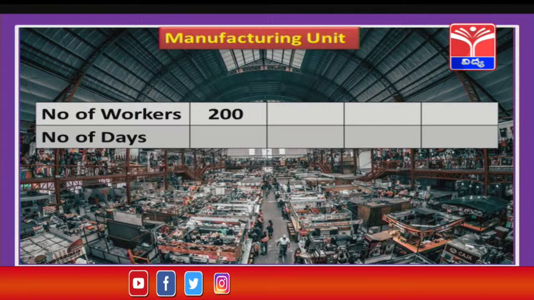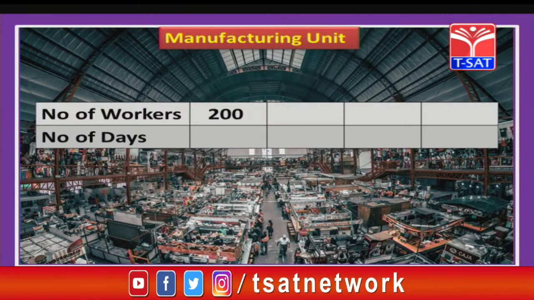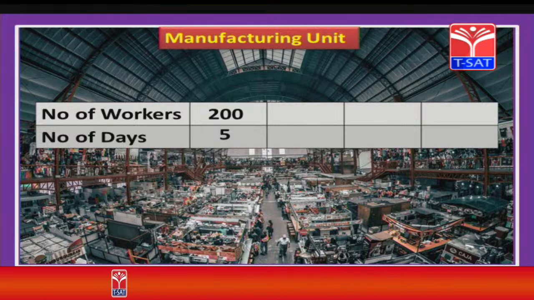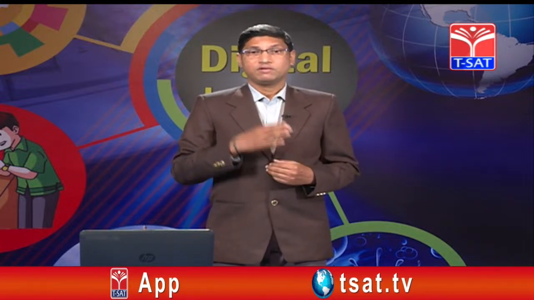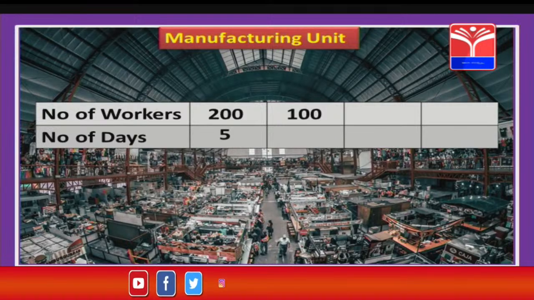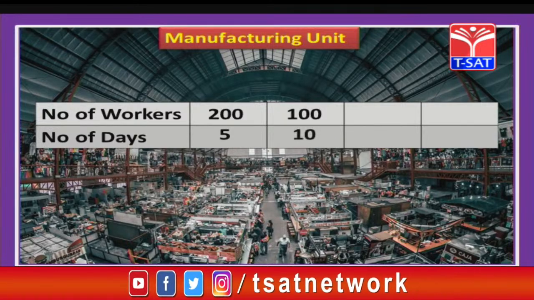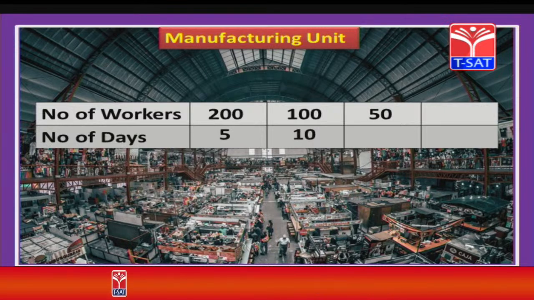Imagine that there are 200 workers in that company or an industry, and the time taken to complete is 5 days. So, 200 members work for 5 days to complete a given work. Now, let us see what happens when the number of workers gets decreased. So, we have 100 workers now, then the number of days is increased to 10. Now, further we decrease the number of workers, say 50. So, the number of days has increased to 20.